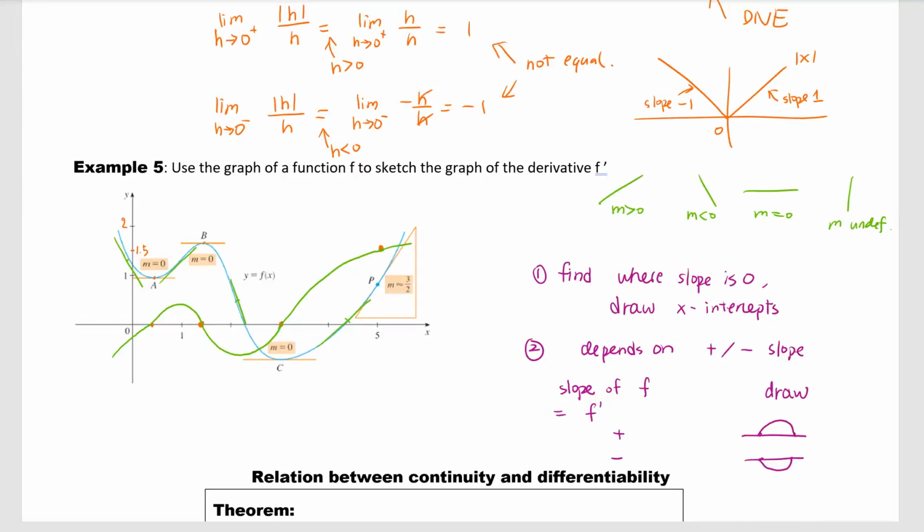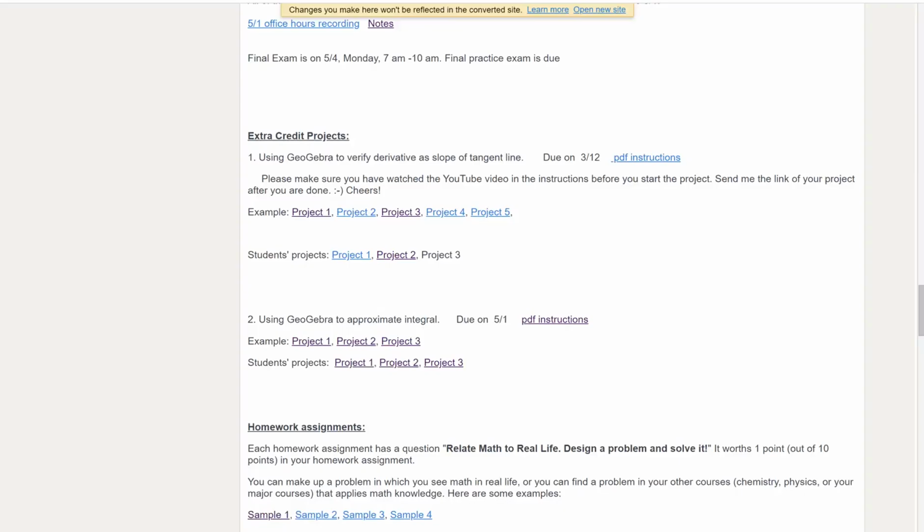Okay, so this is about the graph of the function and the graph of the derivative. I also want to show you our GeoGebra projects. So our first GeoGebra project is using GeoGebra to verify derivatives as the slope of the tangent line, and I give you PDF instructions.